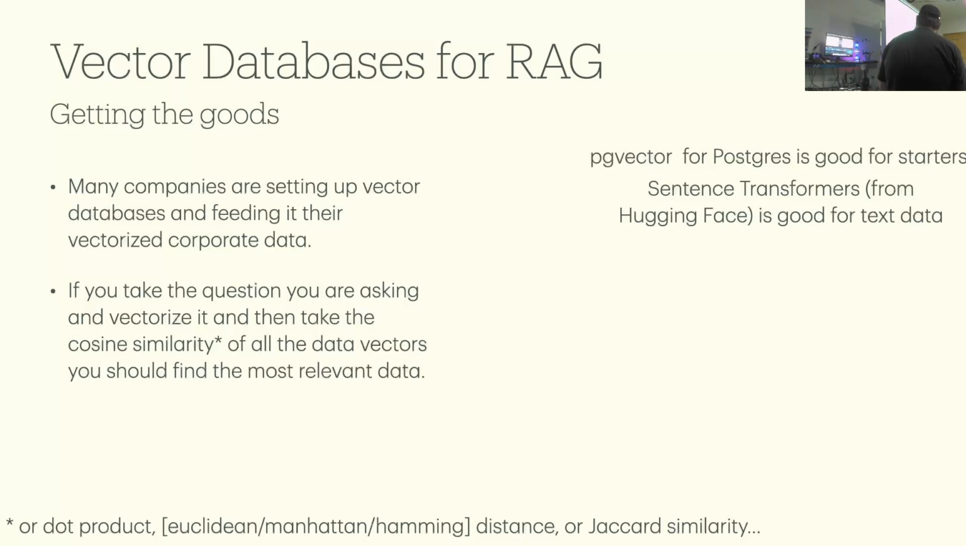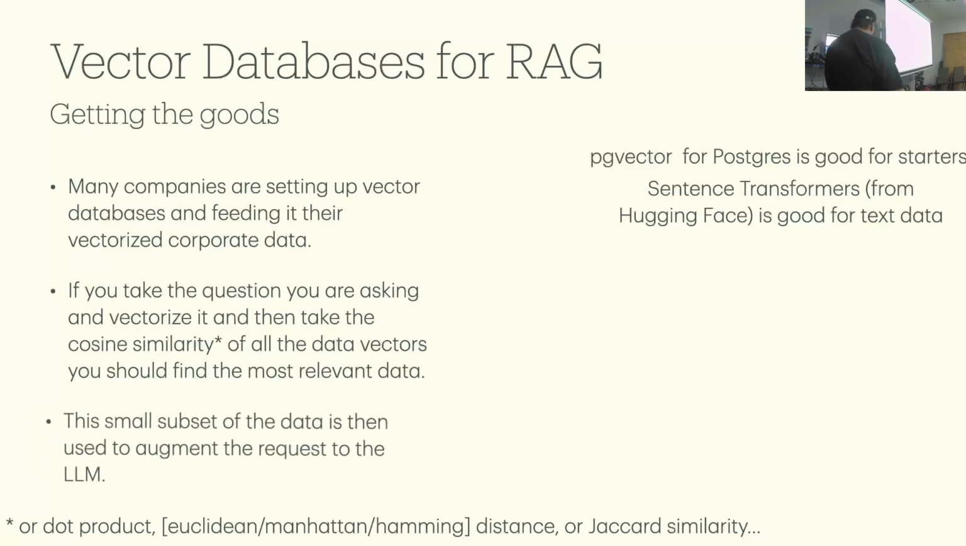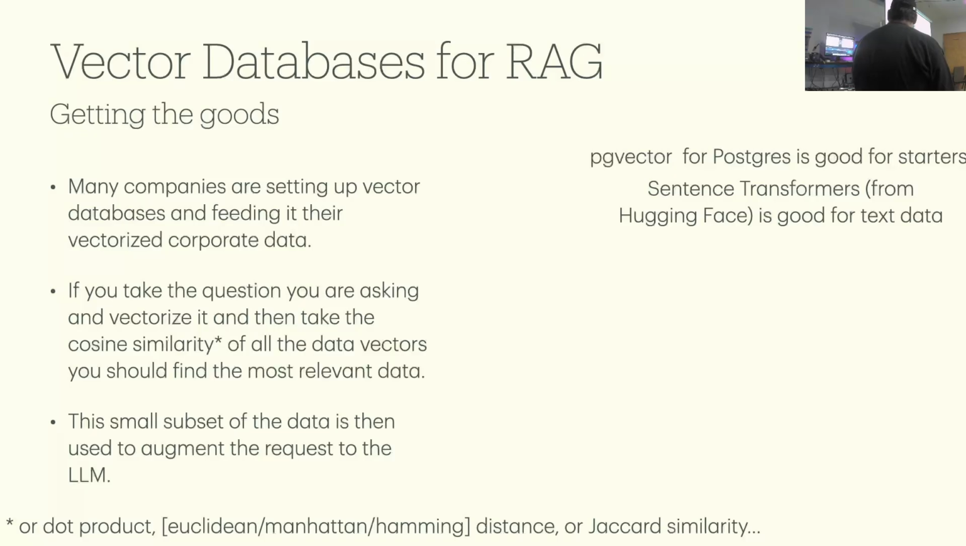Let's see. So if you take the question here, this is what I've already done. If you take the question you're asking and vectorize it, and take the cosine similarity of all the data vectors in the database, you should find the most relevant data. Or dot product, Euclidean, Manhattan, Hamming distance, or Jaccard similarity are the most common methods outside of cosine similarity. Then this small set of data is used to augment the request to the LLM. So you pre-select the data you'll augment.